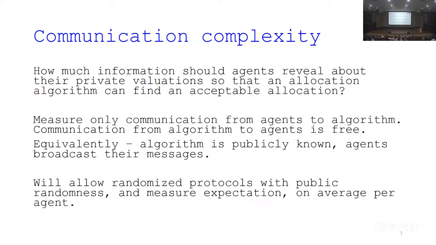And we will allow randomized protocols or algorithms with public randomness. And in this case, we'll measure the expected communication. Another thing that we're going to do is look at it on a per agent basis, not the total communication. It's the same, but on average per agent. The results just appear nicer this way.